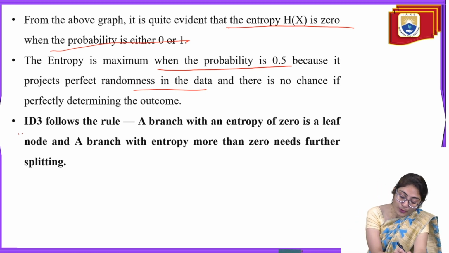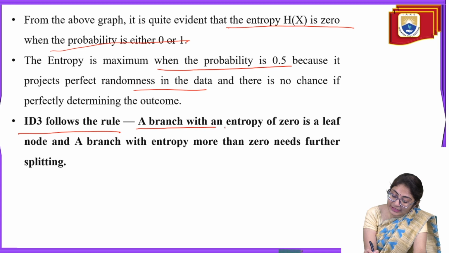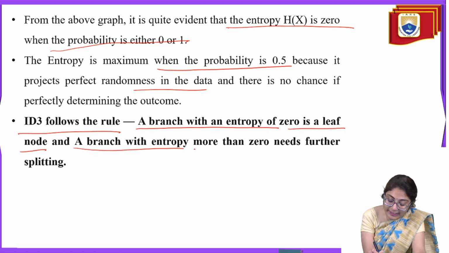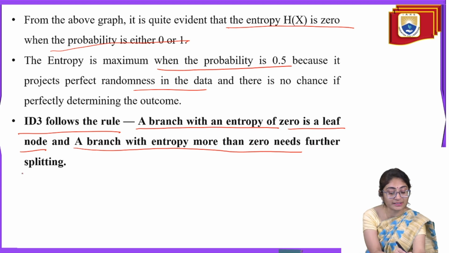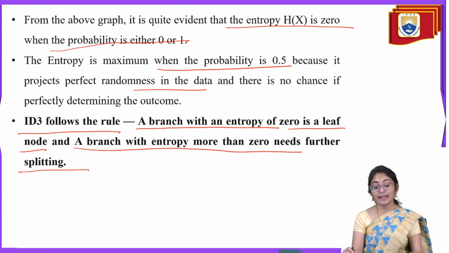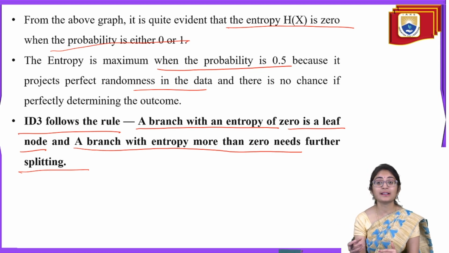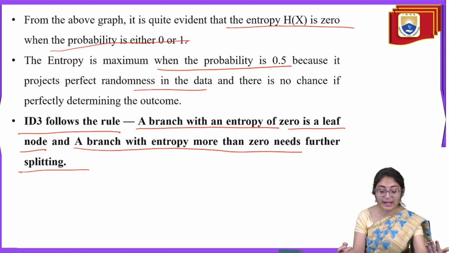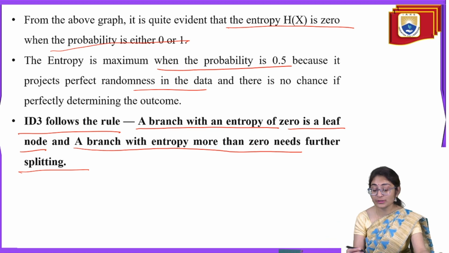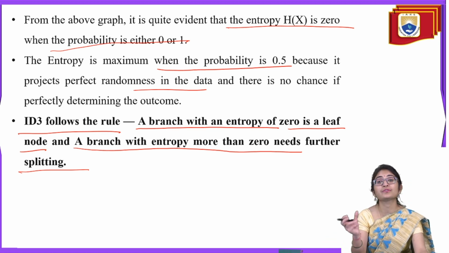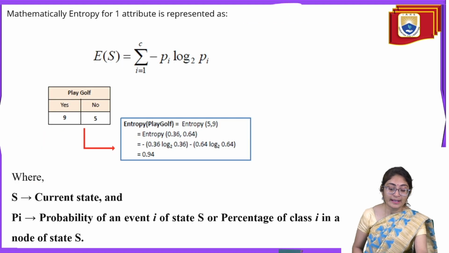ID3 follows the rule: the branch with entropy of 0 is a leaf node and a branch with entropy more than 0 needs further splitting. If a branch has an entropy of 0, that means it will contain only a leaf node. And if a branch has entropy more than 0, then definitely there will be a need for splits. We will need some branches also.